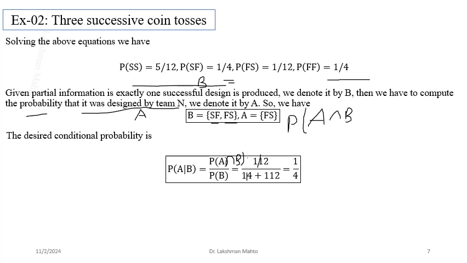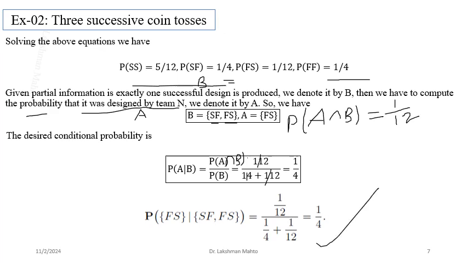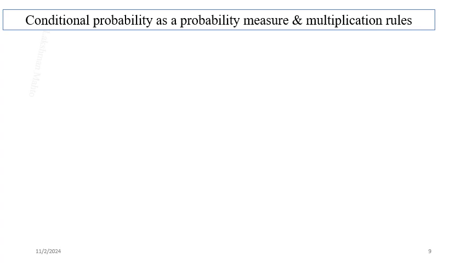That means it is 1 by 12. Okay. What is the probability of B? It is probability of SF plus probability of FS. That is 1 by 4 plus 1 by 12, and simplifying it, the solution is 1 by 3. Probability of A given B is 1 by 4. This is the probability. That means there is a 25% chance that the product is designed by team N. 25% chance. So the solution you can see here. Okay. Now I will talk about the next topic.